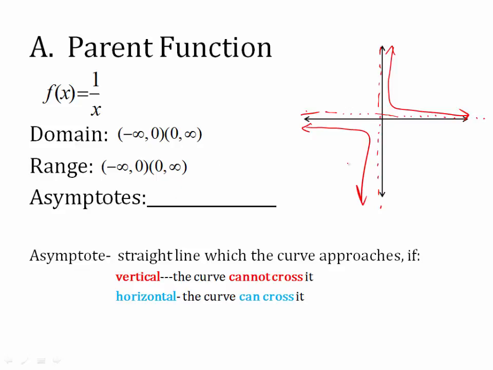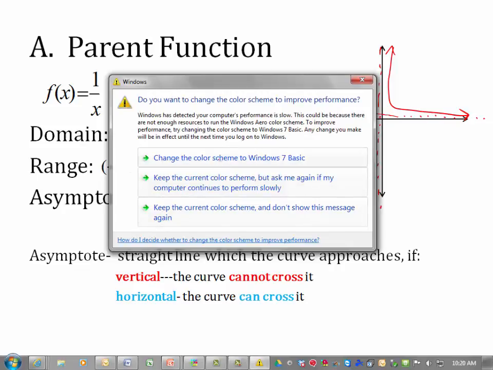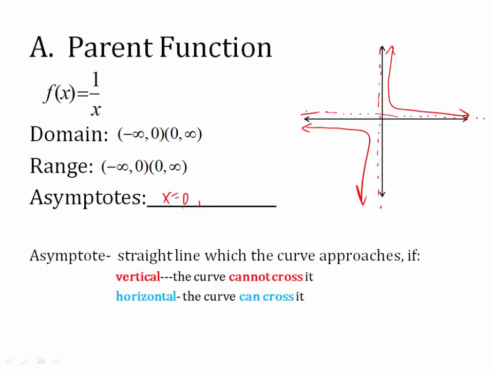Now the asymptotes, notice, happen where x is equal to 0 and where y is equal to 0. Those are basically your axes. On the parent function, that's where the asymptotes are.